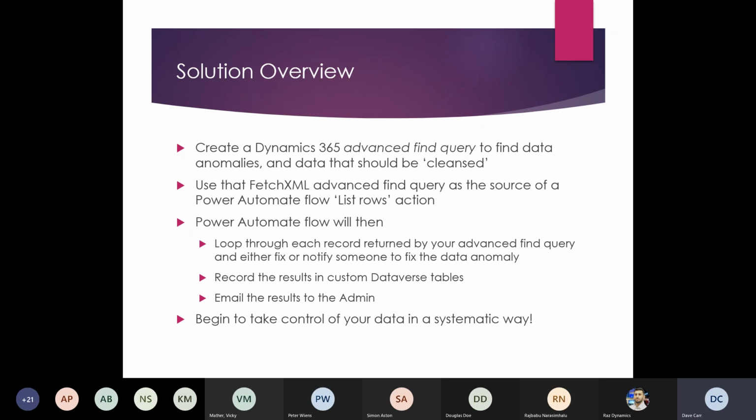Maybe you find 100 rows, and now instead of going, okay, now what? The fetch XML from that advanced find query now becomes the source of a Power Automate flow list rows action. So Power Automate will run that advanced find query and return a result set, and then you can loop through every record returned by that query and do something with it.